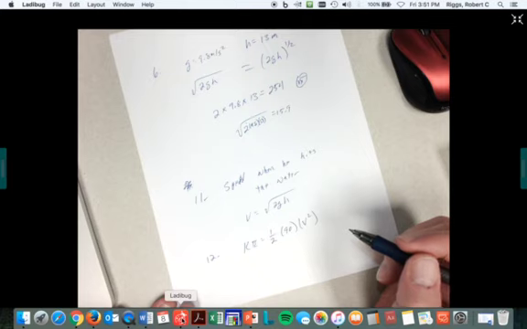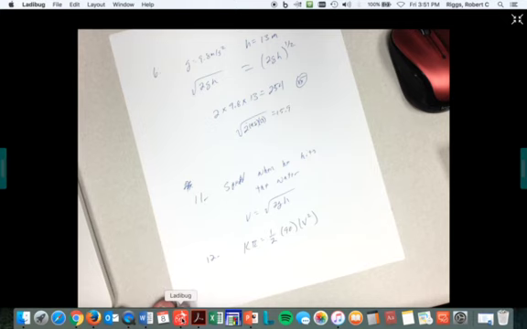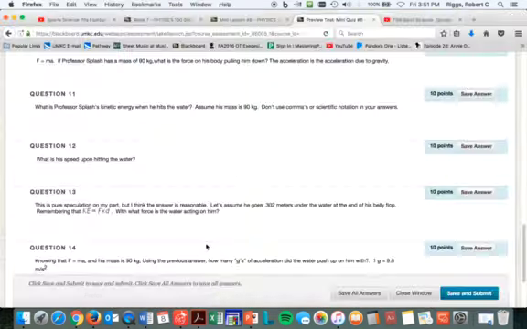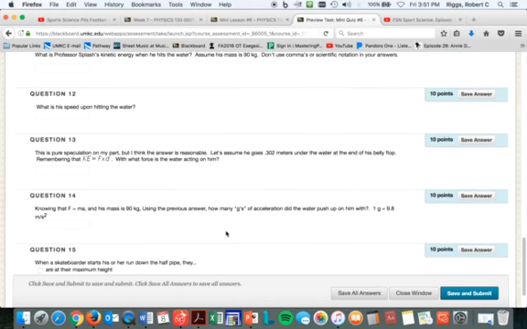Okay. All right. That works. Knowing that F equals ma and he has mass, using the previous, how many g's of acceleration did the water push up? Oh, wait, we're not done. This is purely speculative, but let's assume he goes 0.302 meters down, because they said he's falling into a foot of water or something like that. So 0.302 meters under the water at the end of his belly flop. Remembering that K equals force times distance, you've got the kinetic energy from problem 12.